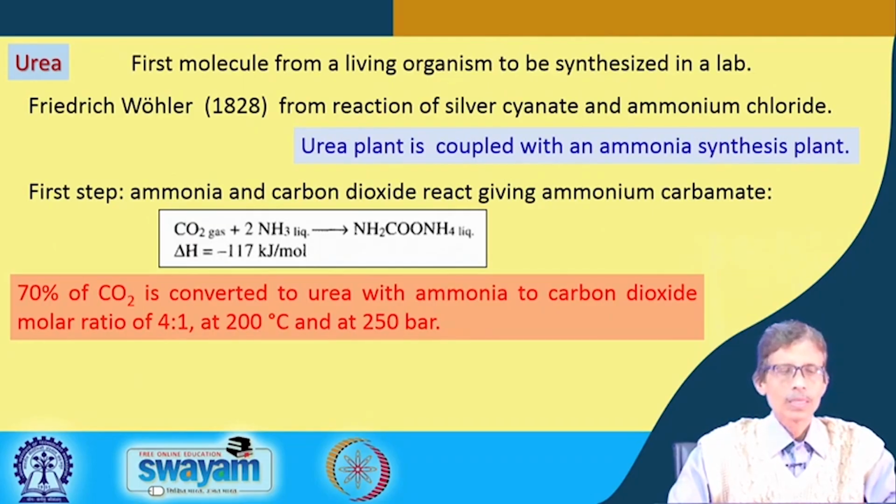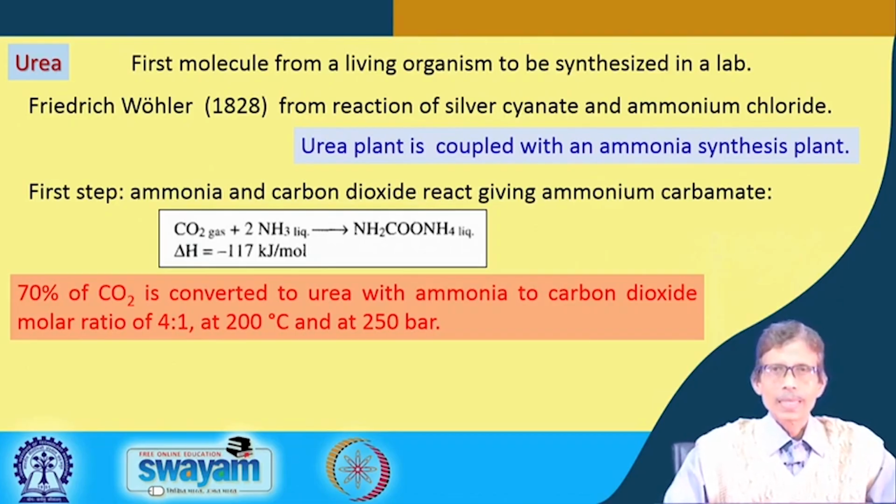The molar ratio of ammonia to carbon dioxide is 4:1, so a larger amount of ammonia will be required. The reaction stoichiometry is 2:1, but we are going for a reaction which is 4:1. So an excess amount of ammonia should be there, and that excess ammonia should be recycled. We should not lose that amount of NH3.